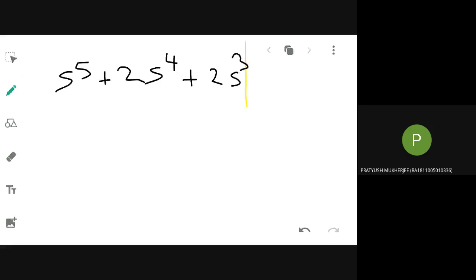Okay, tell me the polynomial. You people should tell me. You must have taken down that problem, no? Tell me, what was the polynomial? S5 plus 2S4, plus 2S3, plus 4S square, plus 11S.